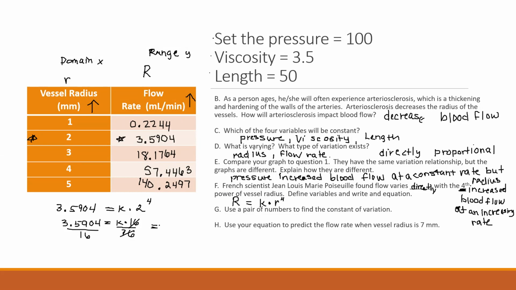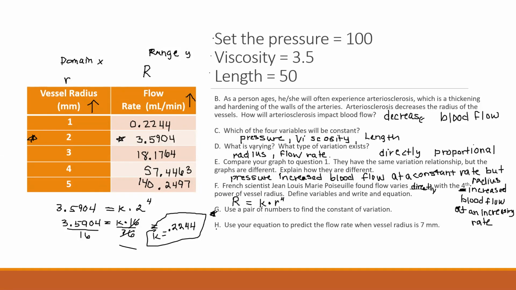And I type this into my calculator. So 3.5904 divided by 16, and I get 0.2244. And that's what K equals. Now, you might notice that that was the first value that we had found in our chart, and that's why I picked to use the second row so that I could show you the math involved, because that first one worked out to be incredibly easy, and so sometimes that's almost worse to look at as an example when it's that easy. Letter G says use the pair of numbers to find the constant, so that's what I just did over here to the side.